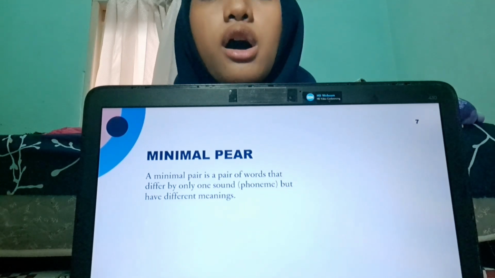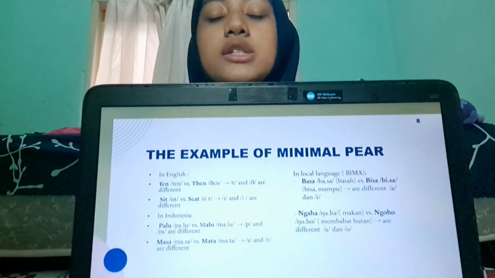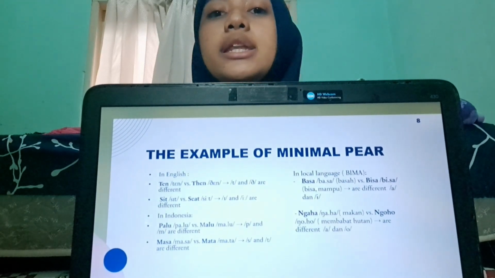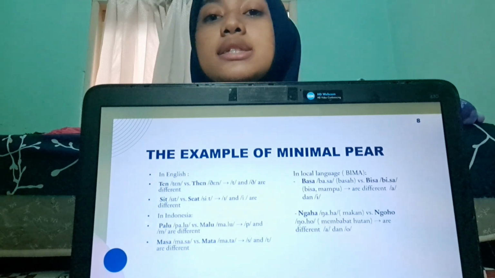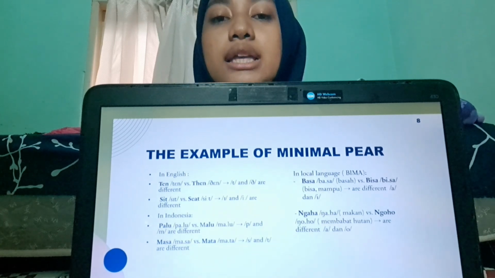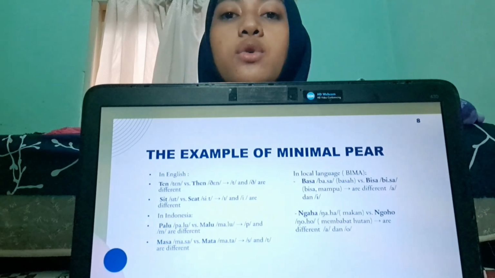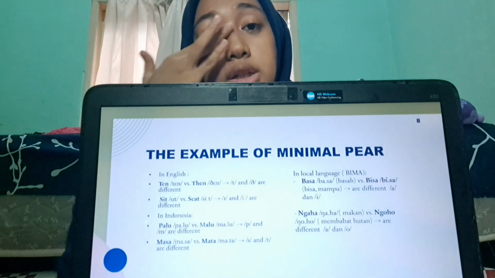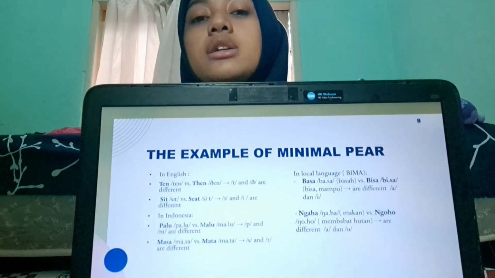And the examples of minimal pairs. In English there is tan and then, so T and D are different. Like sit and seat, E and I are different. Or in Indonesian, palu versus malu, so P and M are different. Or masa versus mata, so S and T are different.